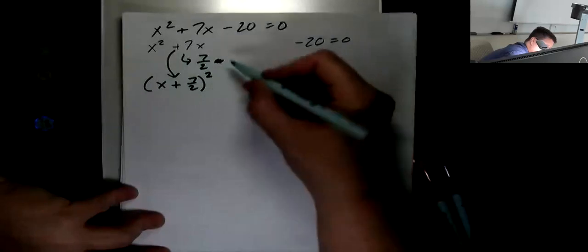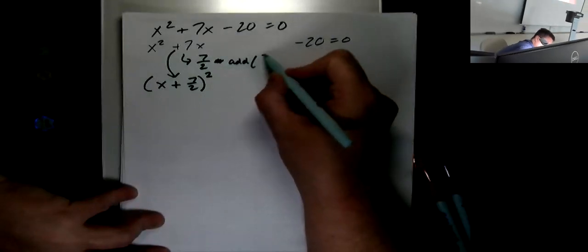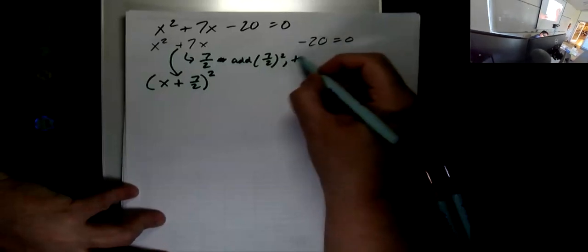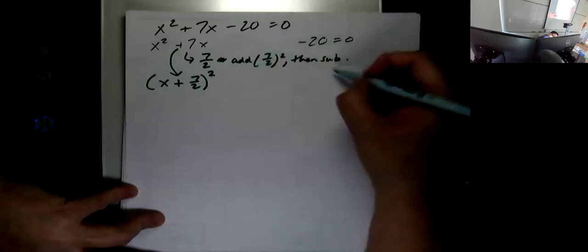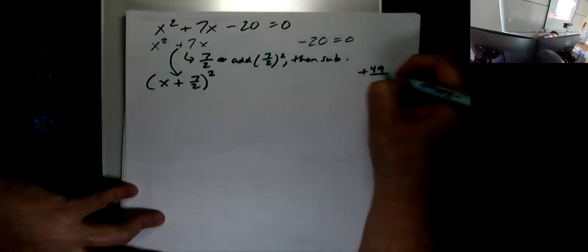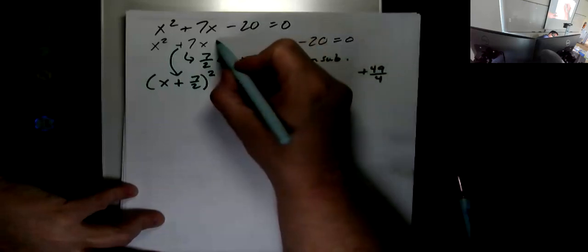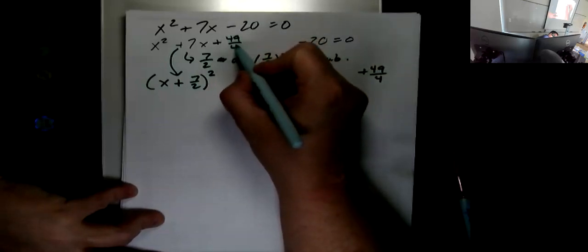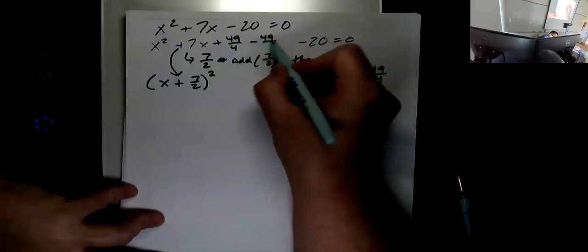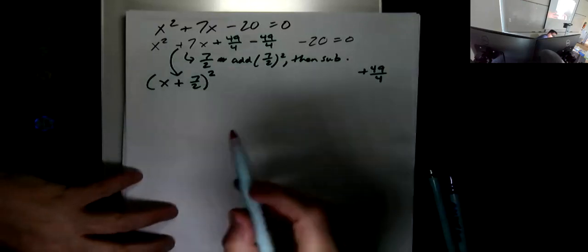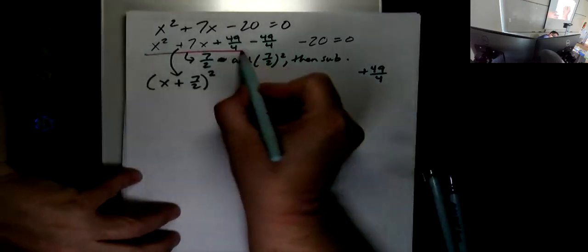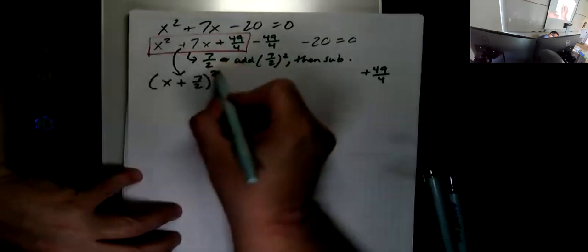Now I need to add 7 over 2 squared, then subtract it. 7 over 2 squared is 49 over 4. So plus 49 over 4 minus 49 over 4. This part here is the parentheses.